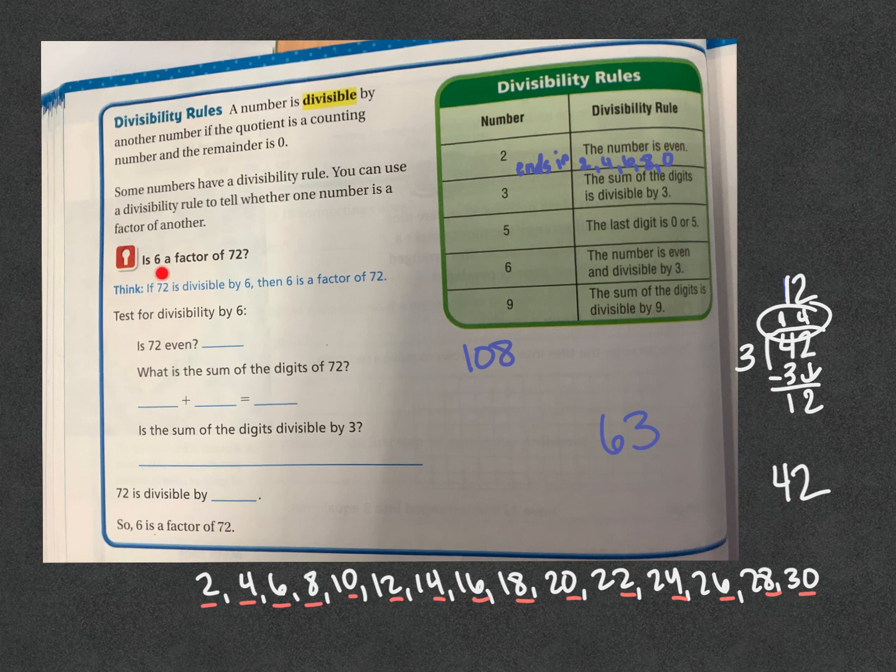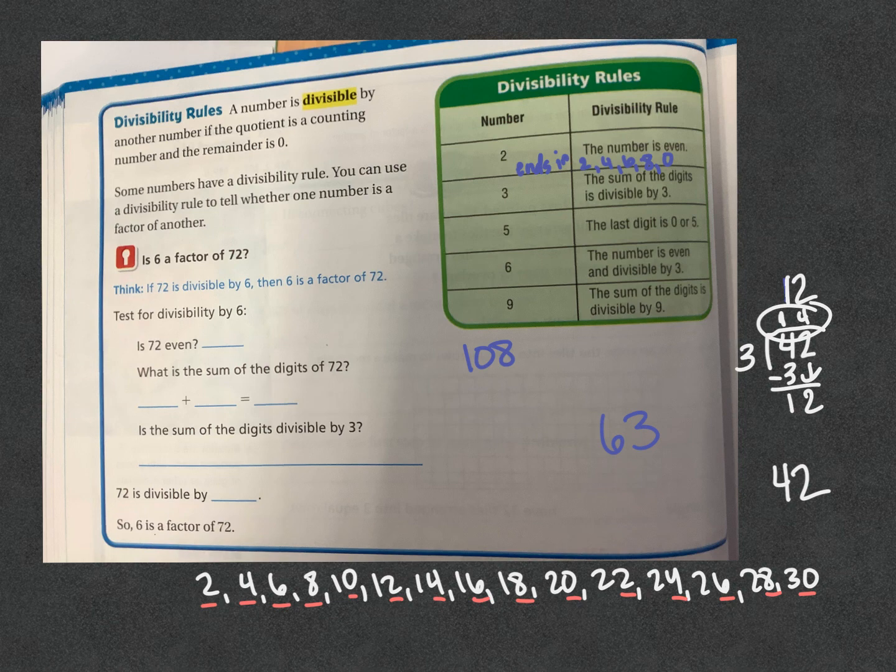Okay, here we are now. Now that we've gone through them, is 6 a factor of 72? Well, okay, it is even, so check on that one. That's fine. Is it divisible by 3? Remember, we add the sum of the digits together. 7 plus 2 is 9. And 3 can divide into 9 equally. 3 times 3 is 9. So this number is both divisible by 3 and it is even, so it must be divisible by 6.